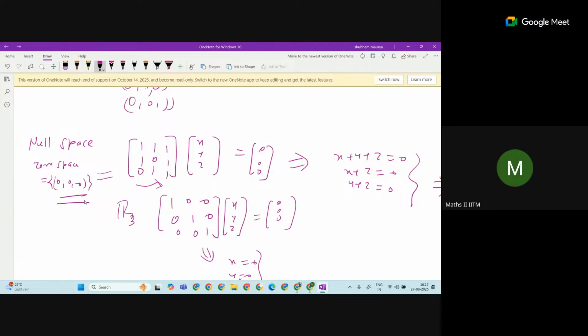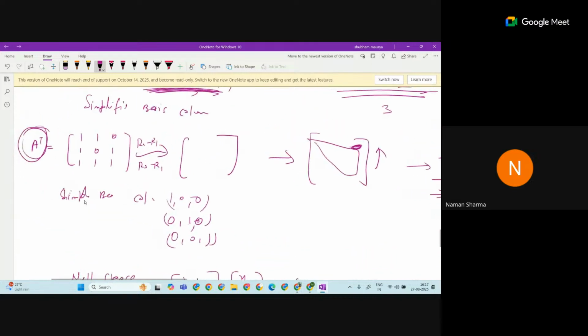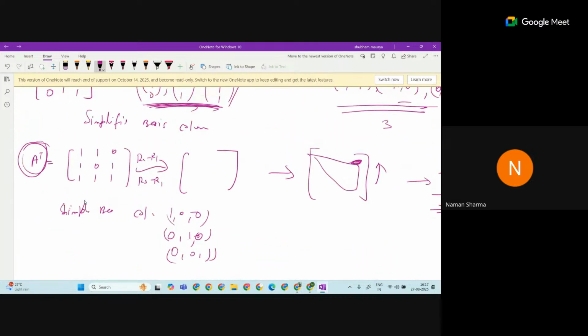Okay, this is your null space. Excuse me, sir. Yes. Sir, in the above example, why did we transpose the matrix and then do the operations? Why can't we directly do the operation on the matrix columns? What kind of operation will you do, on columns or rows?